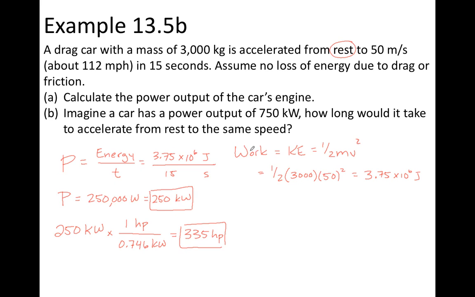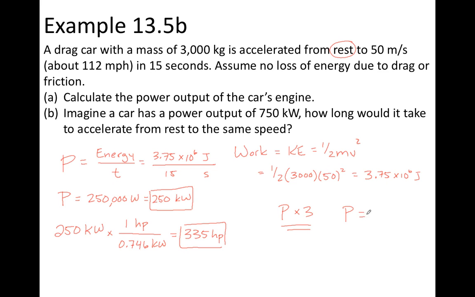So in part B, it says, imagine that the car had a power output of 750 kilowatts. How long would it take to accelerate from rest to that same speed of 50 meters per second? Well, notice that the power output was 250 kilowatts in part A. 750 kilowatts is 3 times the power, right? If we have 3 times the power, how much time do we need?